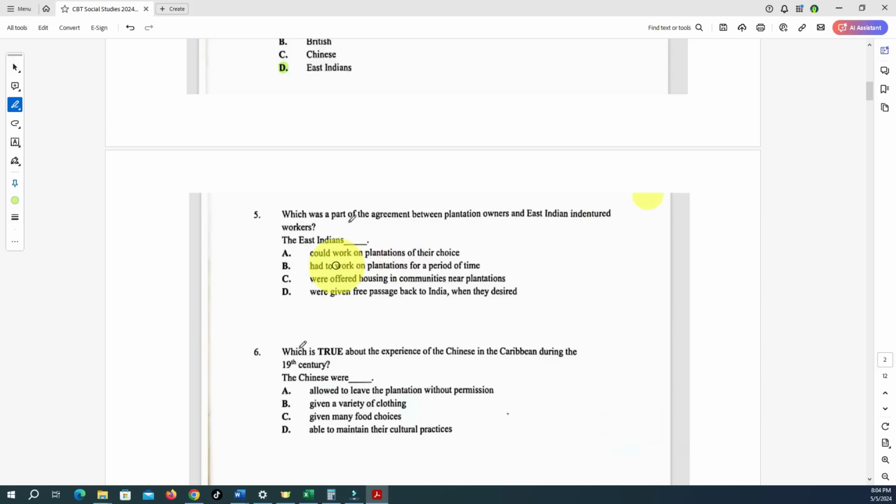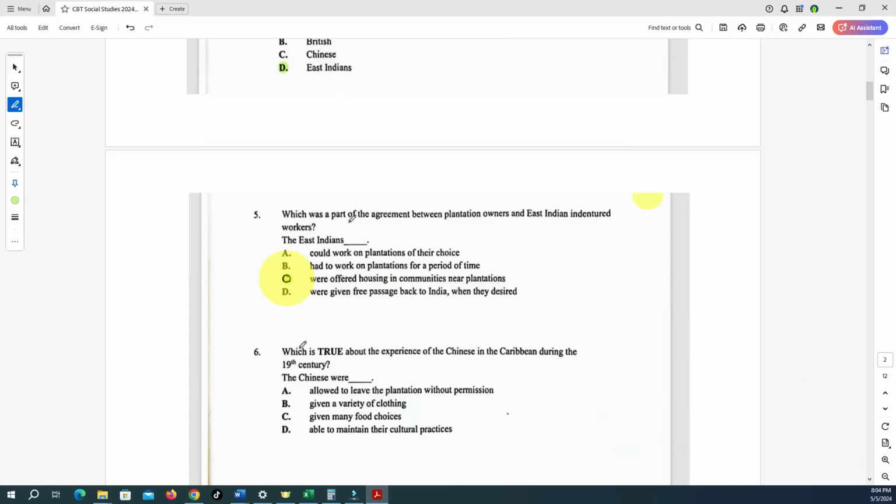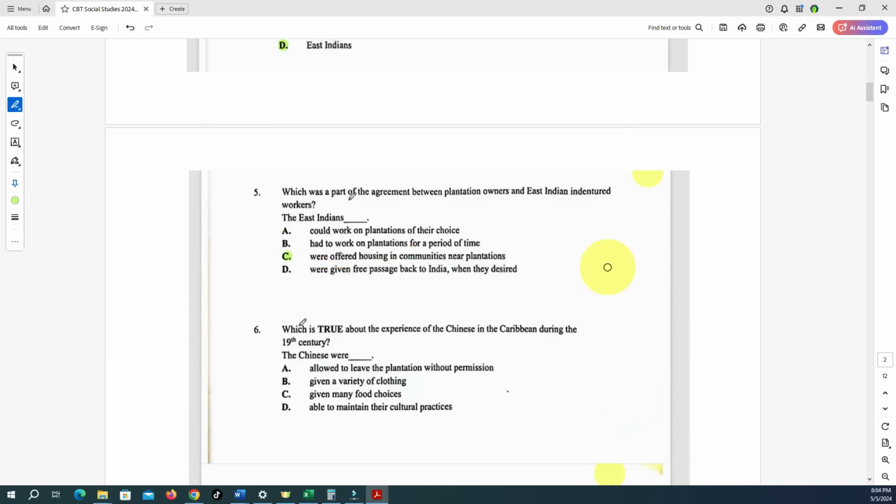Which was a part of the agreement between plantation owners and East Indian indentured workers? The East Indians could work on plantation of their choice. Had to work on plantations for a period of time. Nope. Were offered housing in communities near plantations. Yes, they were offered land to live on.